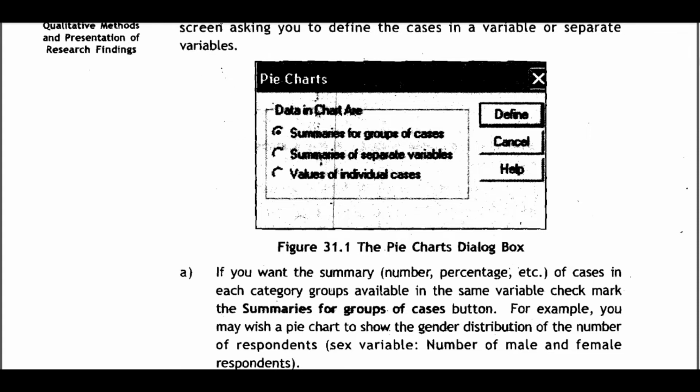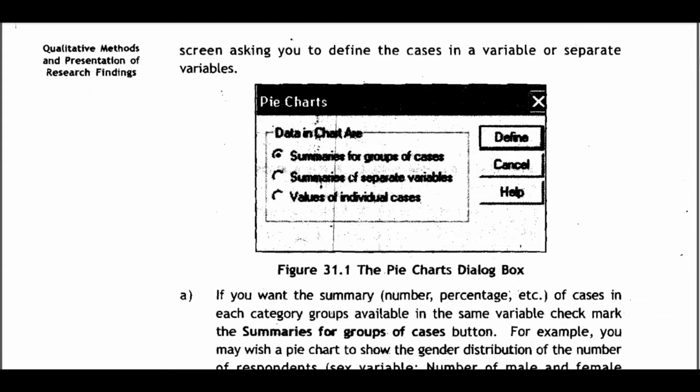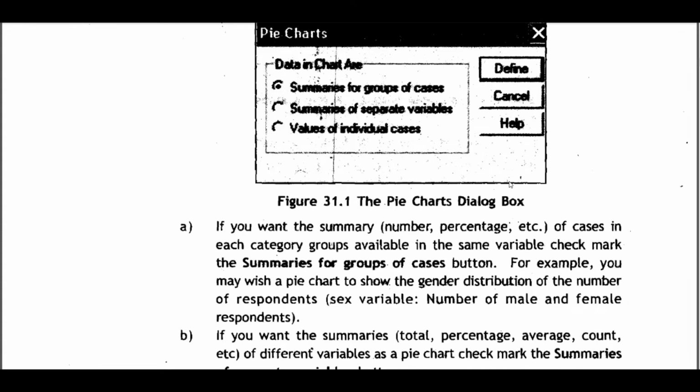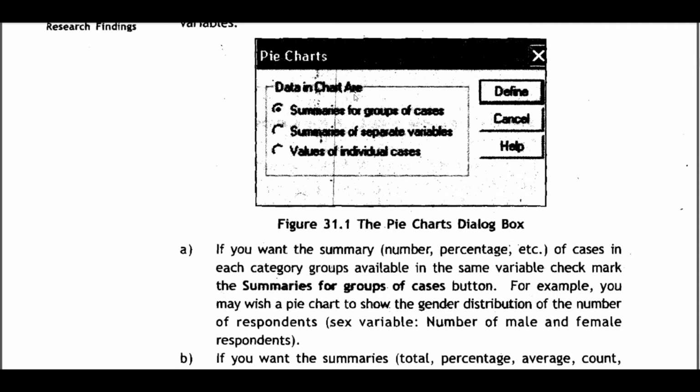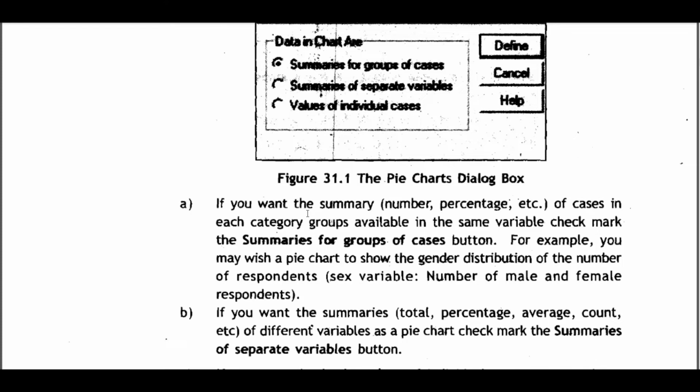The screen is asking you to define the cases in a variable or separate variables. So this is summarize. This pie chart dialog box will come, because this may be an older version, and what I am showing you is the latest version I downloaded. It's a trial version I downloaded. Let me see if I can go through and explain to you.